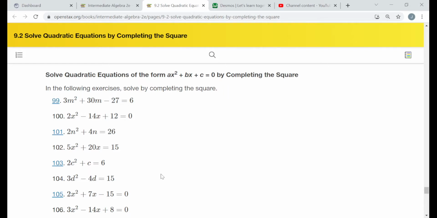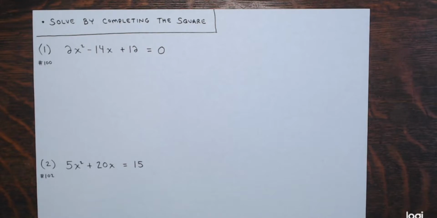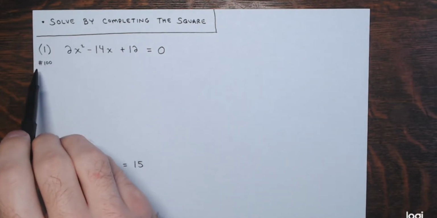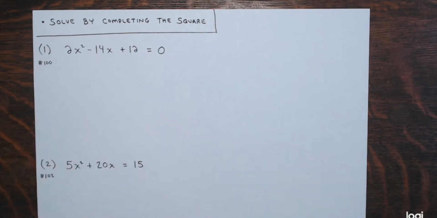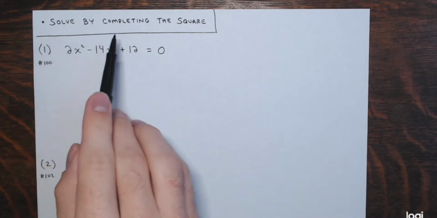Great. Alright, so first question is exercise 100, which I have written out. Let's see, example 1, number 100, exercise 100 in the text. And all we're asked to do is solve the equation, right? Solve by completing the square.